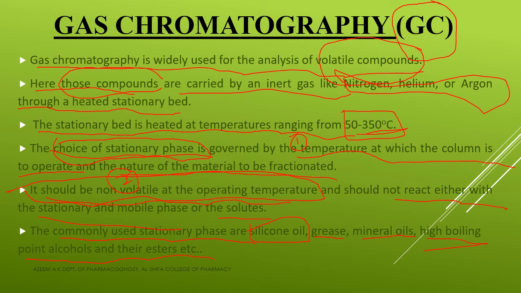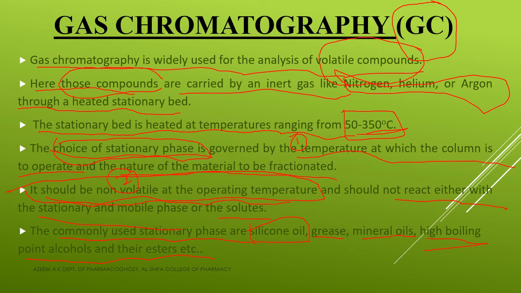So this chromatography is widely used for the analysis of volatile components, and here the compounds are to be carried by an inert gas like nitrogen, helium or argon through a heated stationary bed, and the stationary bed is to be heated at temperature ranging from 50 to 350 degrees Celsius.